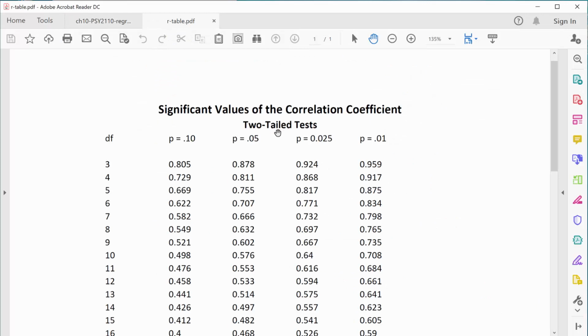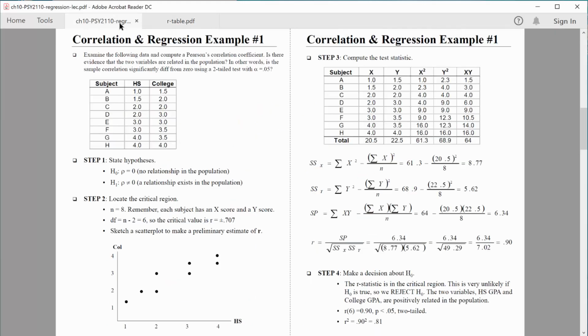We are doing a two-tailed test. We're using an alpha of 0.05, and we have 6 degrees of freedom. So I'm going to come across this row. I'm going to stop at this column. That value right there represents our critical value, plus and minus 0.707 for this correlational analysis. So let's go back, and we've got that listed right here.